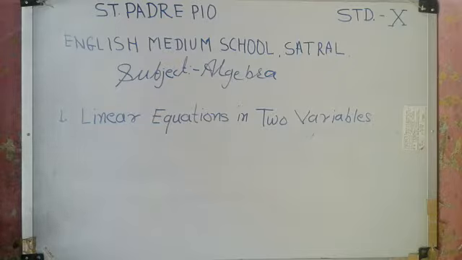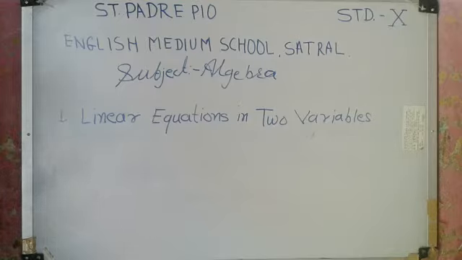Before going to these methods, first we will revise what is meant by linear equation in two variables. A linear equation in two variables means an equation which contains two variables and the degree of each term containing variable is 1 is called a linear equation in two variables.